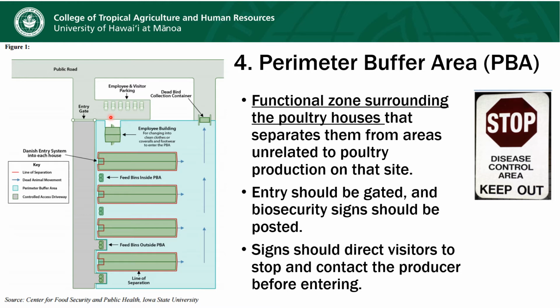The perimeter buffered area, or the PBA, in this diagram is shown as this light blue area. The PBA is the functional zone surrounding the poultry houses that separates them from areas unrelated to poultry production on the site. For example, the employee and visitor parking and the public road. Entry to this area should be controlled with a gate, and biosecurity signs should be posted that direct visitors to stop and contact the producer before entering.